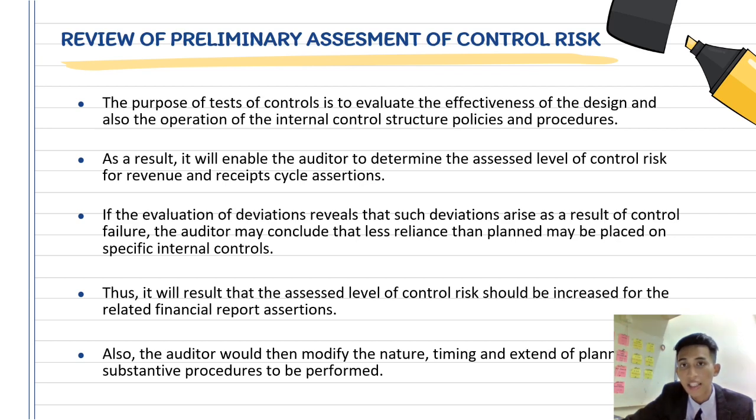Therefore, the auditor may conclude that less reliance than planned may be placed on the specific internal controls. Thus, the assessed level of control risk should be increased for the related financial report. And also, the auditor will then modify the nature, timing, and extent of the planned substantive procedures to be performed.